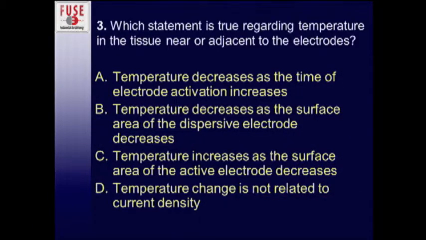Okay, for the third question, which statement is true regarding temperature in the tissue near or adjacent to the electrodes? A, temperature decreases as the time of electrode activation increases. Or B, temperature decreases as the surface area of the dispersive electrode decreases. C, temperature increases as the surface area of the active electrode decreases. Or D, temperature change is not related to current density. We heard a lot about this earlier today.